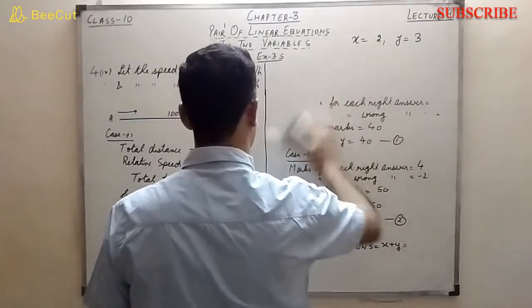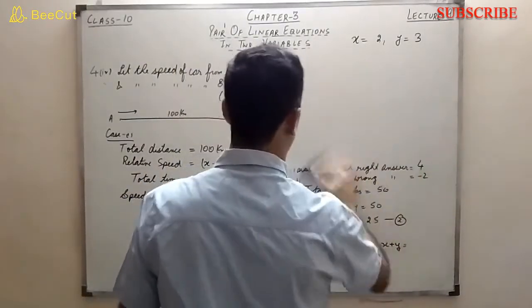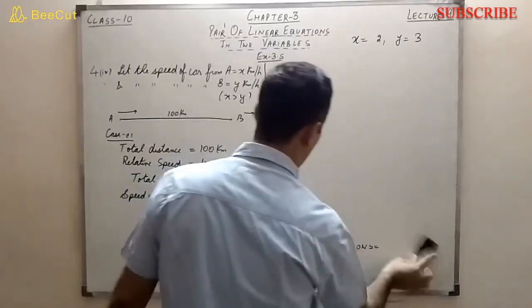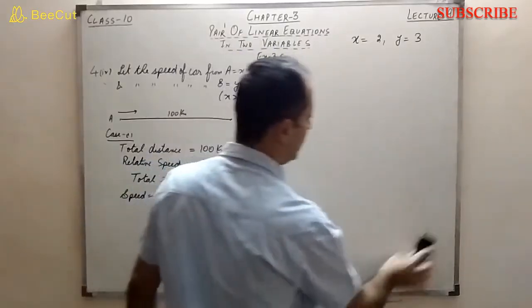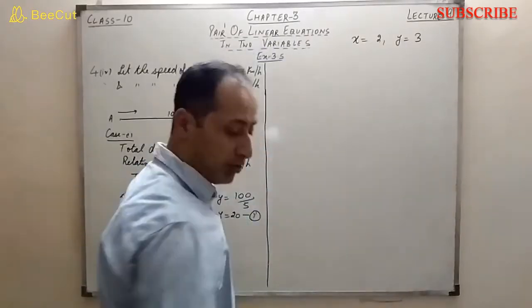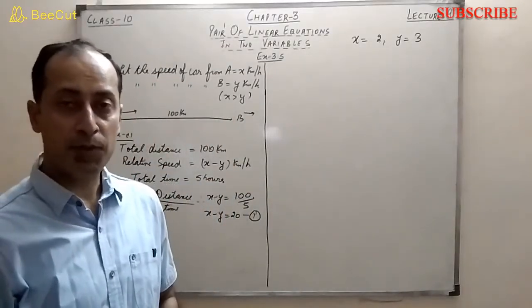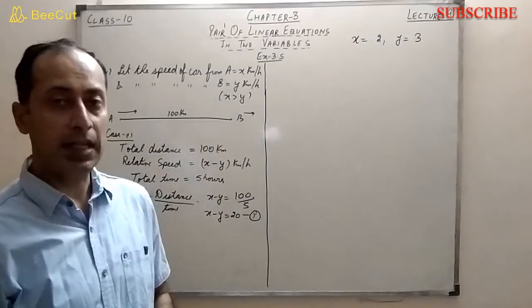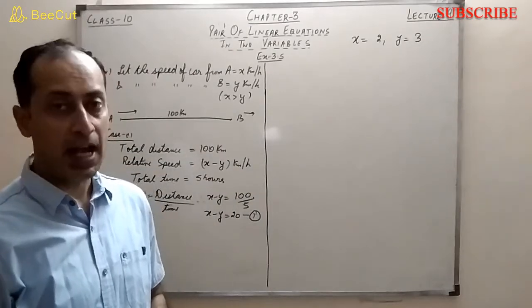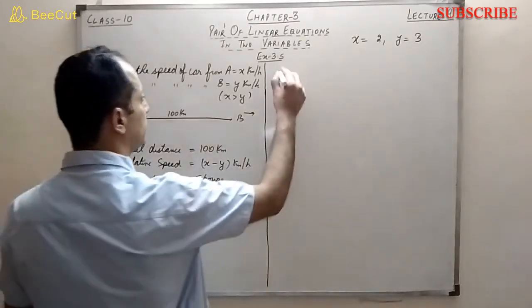Now in the second case, it is given that the objects are moving in the opposite direction. By the physics which you have discussed in your previous class, in class 9 in the chapter of motion, when the objects are moving in the opposite direction, the relative speed is added. So case 2.